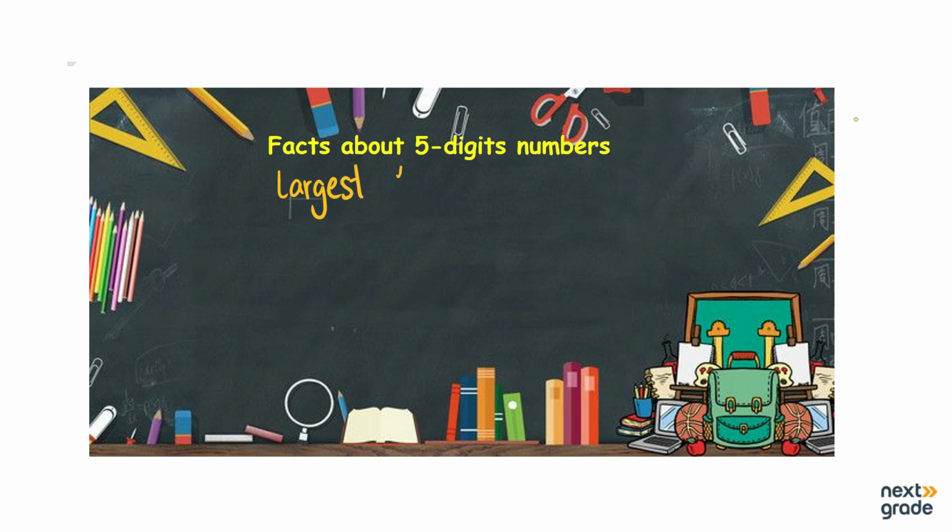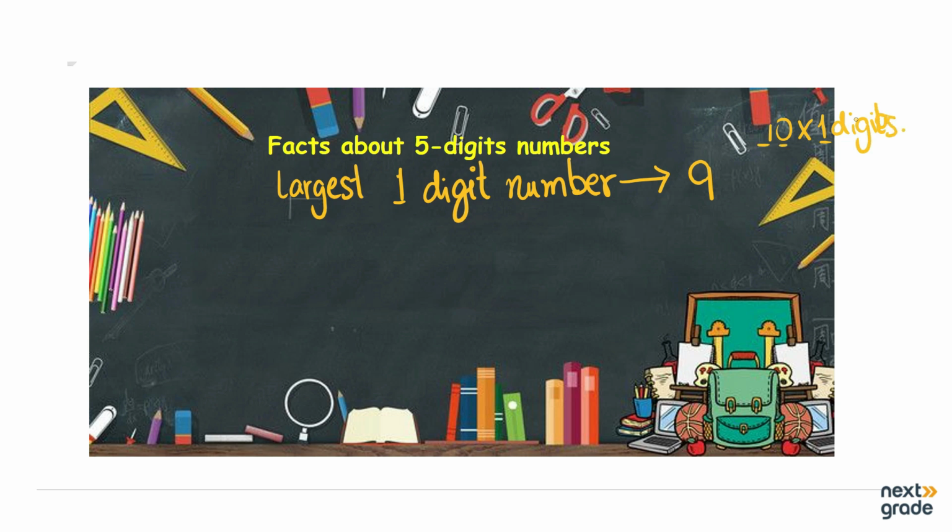The largest 1-digit number is actually what? Let's take a moment and think about it. The largest 1-digit number is actually 9, right? Because after 9, it becomes 10, and 10 is not a 1-digit number. It becomes how many digits? It becomes 2 digits, right? So the fact that we learn here is that the largest 1-digit number is 9.